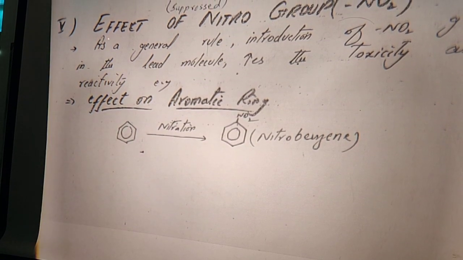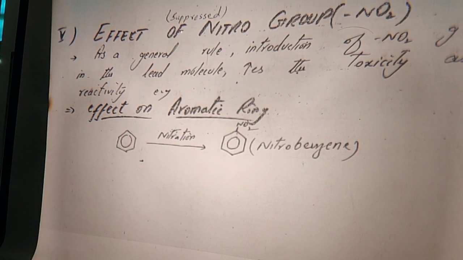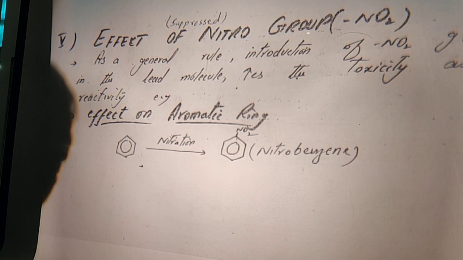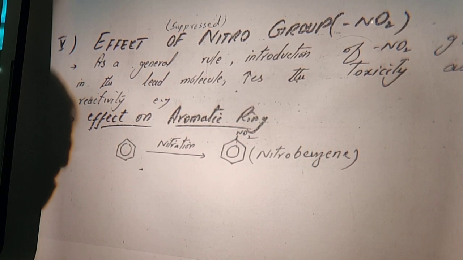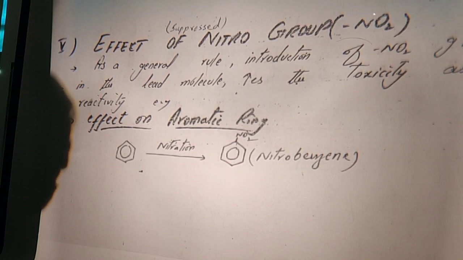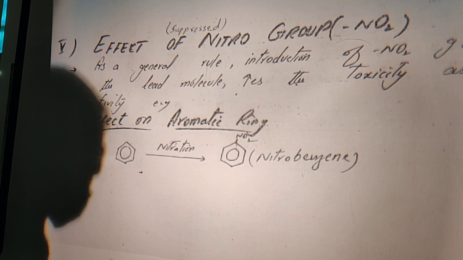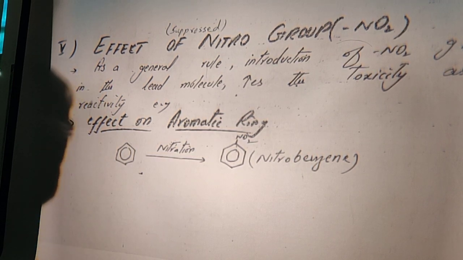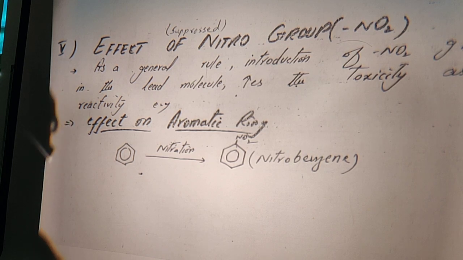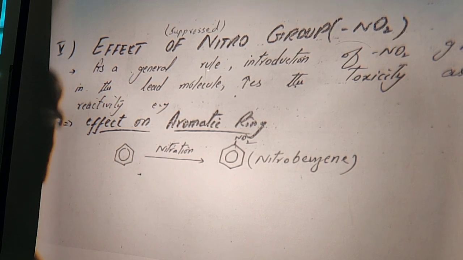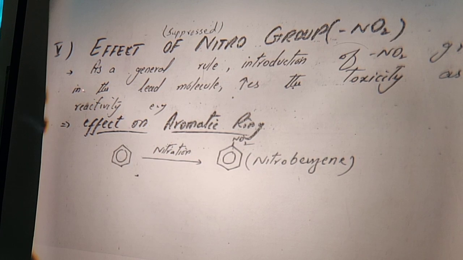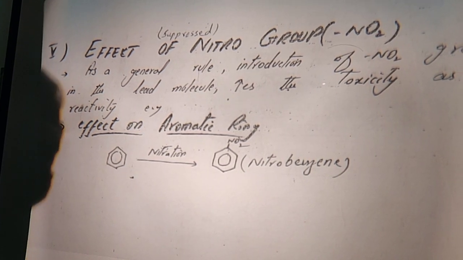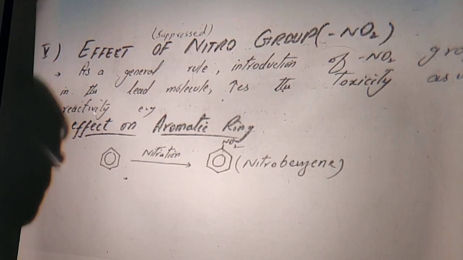Now the next group is the effect of the nitro group. NO2, wherever N is there is a lone pair upon it. That lone pair is very toxic and one should avoid it. It usually causes cancer in the body. As a general rule, the introduction of a nitro group into the lead molecule increases the toxicity as well as reactivity.